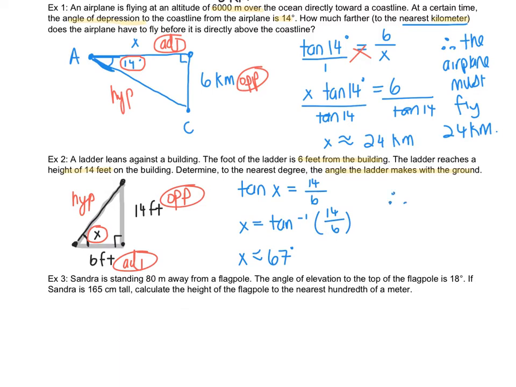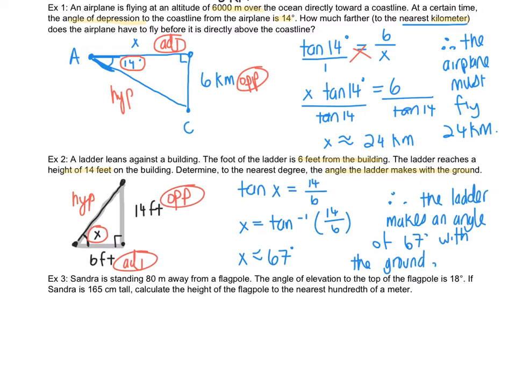But now, because it is a word problem, I have to remember my therefore statement. So therefore, the ladder makes an angle of 67 degrees with the ground. And that's it for this one.